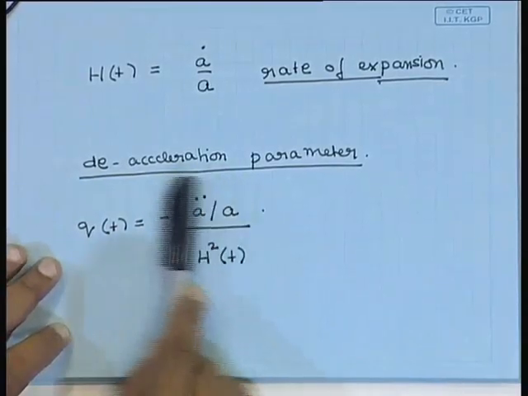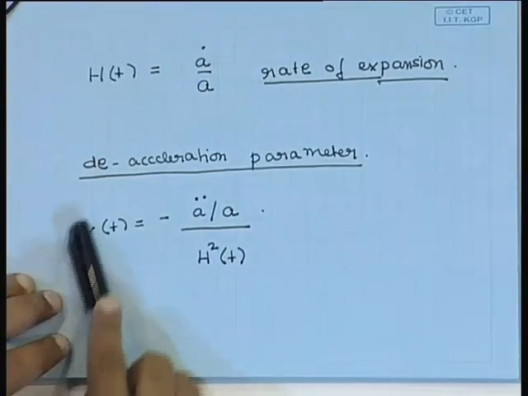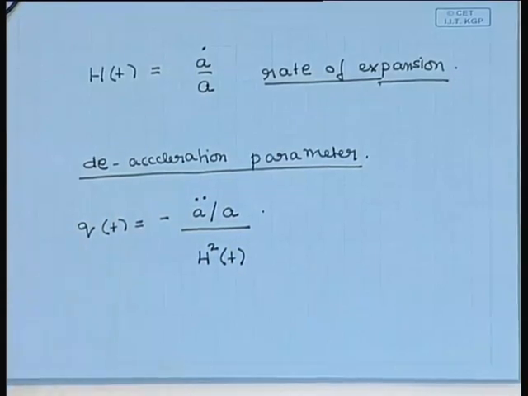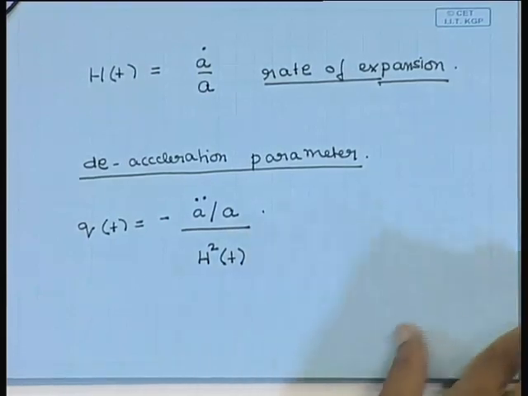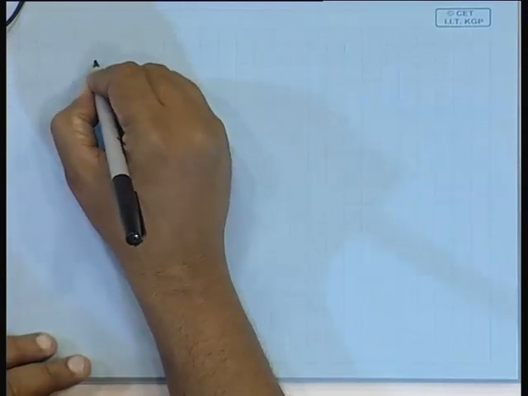Now, for the cosmological model in the framework that we have been working with, let us calculate this deceleration parameter. So, we go back to the equation that we have been dealing with. Let me write down the equation again. The equation that we have been dealing with is A double dot. How much is this?